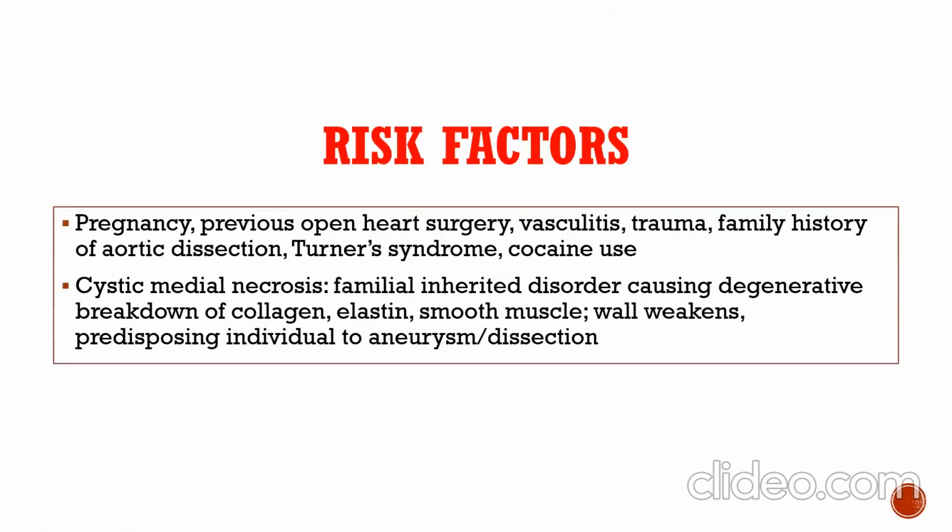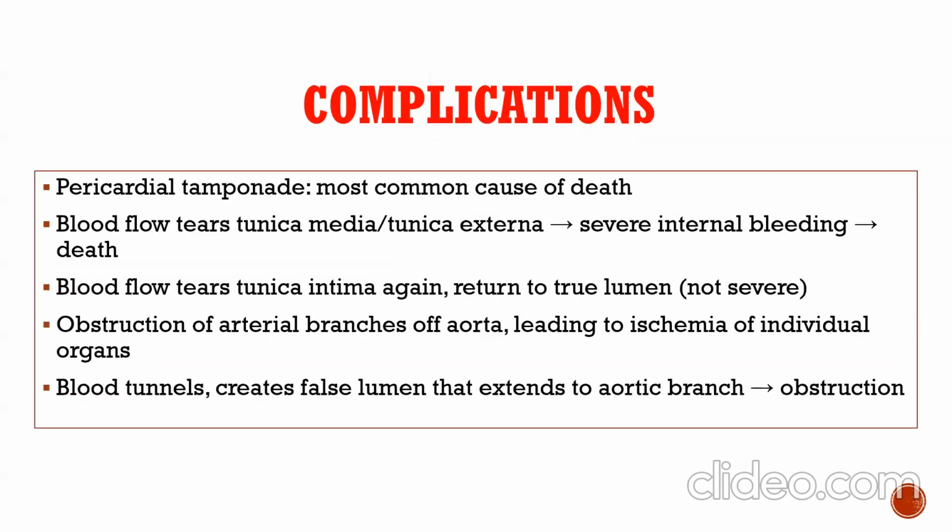Risk factors for this disease are pregnancy, previous open heart surgery, vasculitis, trauma, family history of aortic dissection, Turner syndrome, and cocaine use. Cystic medial necrosis, a familial inherited disorder causing degenerative breakdown of collagen, elastin, and smooth muscle, leads to wall weakness, predisposing individuals to aneurysm and dissection.